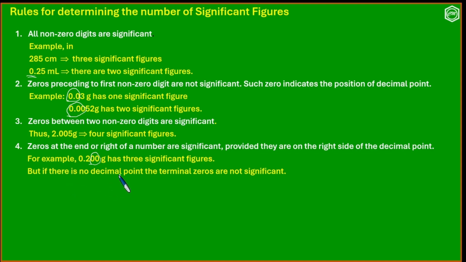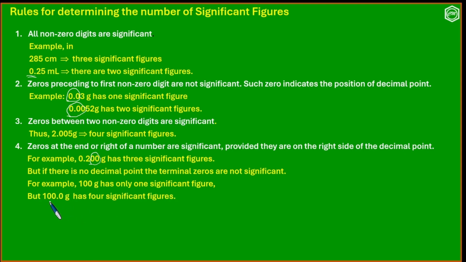But if there is no decimal point, the terminal zeros are not significant. For example, 100 gram. And this has only one significant figure, and these two zeros are not significant. But if you write it as 100.0 gram, the zero towards the right of the decimal place is significant, therefore these two zeros are also significant. So altogether there will be 4 significant figures.